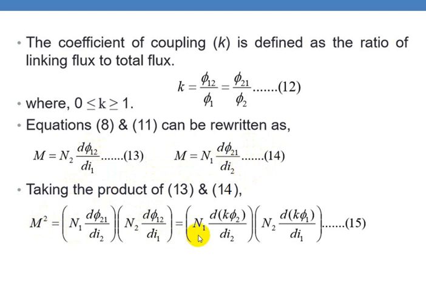So now you replace phi 21 by k into phi 2. Similarly, phi 12 will be equal to k into phi 1. So you replace phi 12 by k into phi 1. So you get this equation.